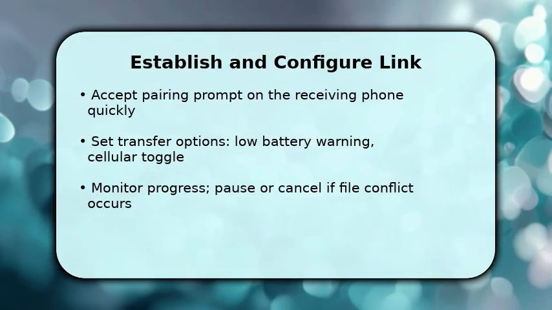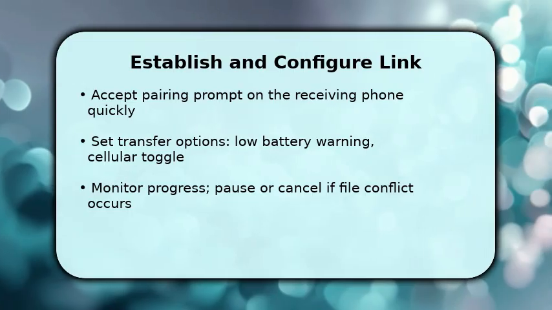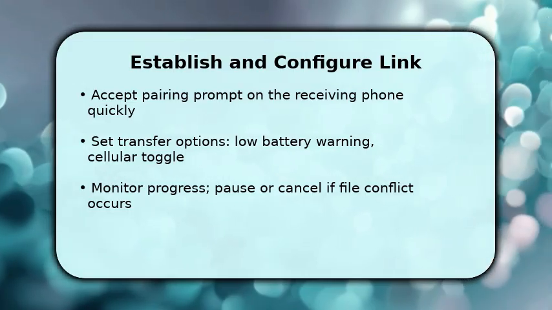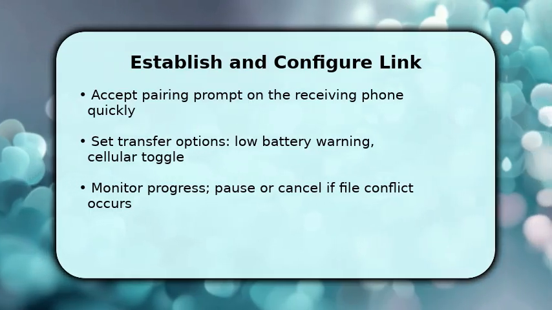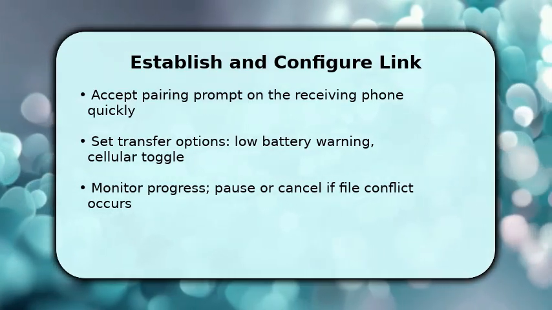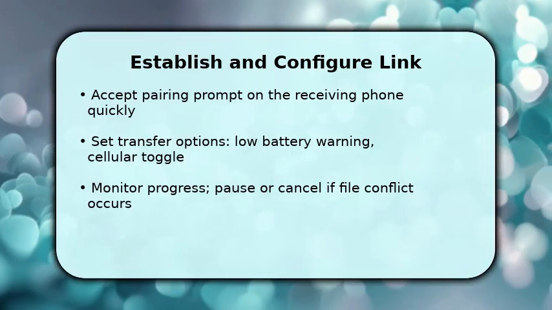Once you initiate sharing, accept the pairing prompt on the receiving phone immediately. This establishes the encrypted channel. Make sure to configure transfer options. Choose whether to allow cellular transfer, set low battery warnings, and pick file overwrite behavior.